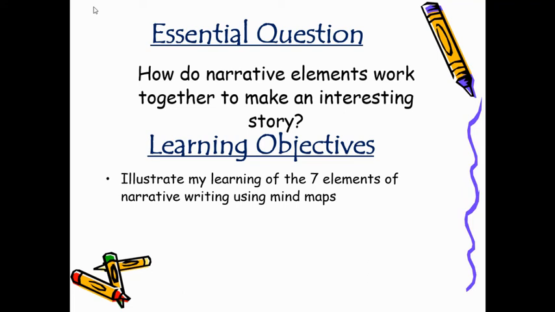Hi everyone, this is your second lesson this week, and we are going to be working on this essential question and learning objective for your second and third lesson during week 9. Your essential question is, how do narrative elements work together to make an interesting story? And your learning objective is to illustrate your learning of the 7 elements of narrative writing using a mind map. You should take this down into your interactive notebook, just as we ordinarily do on a daily basis in our lessons in school.